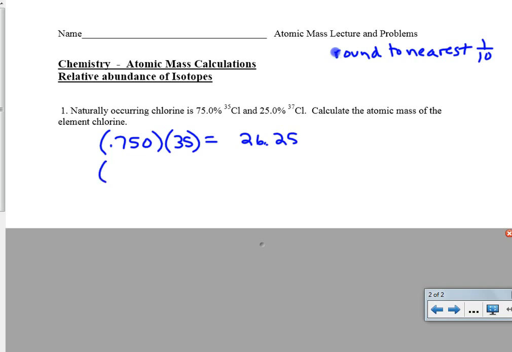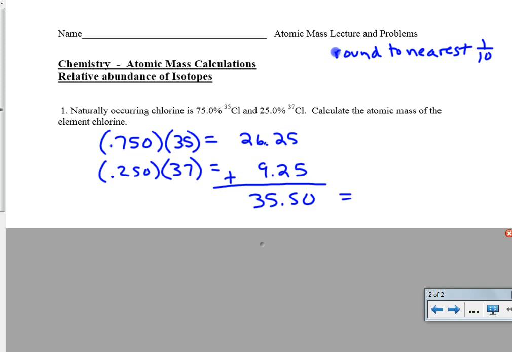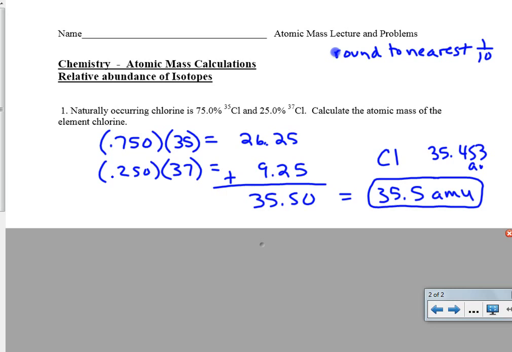The second isotope has an abundance of 0.250 with a mass of 37. And you will get an answer there of 9.25. Add them up, and you get 35.50, which rounds to 35.5 AMU. Double check on the periodic table to find that chlorine has an atomic mass listed as 35.453 atomic mass units. So why doesn't our number here match it perfectly?